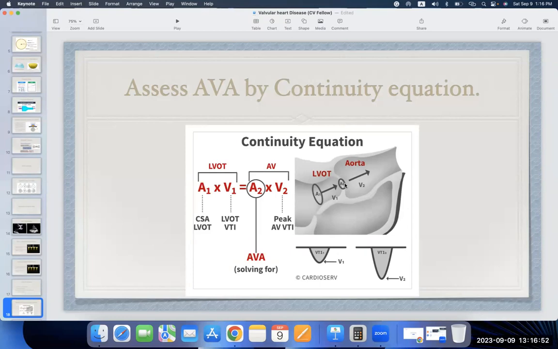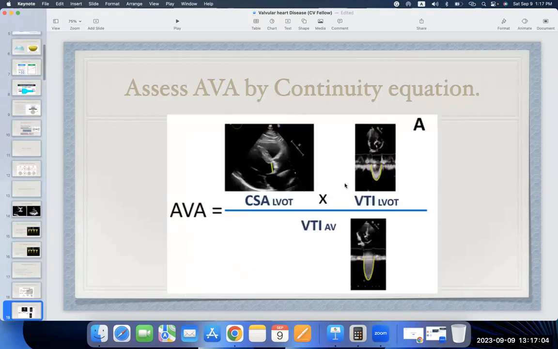We prefer to use the VTI and not the maximum velocity because it's more reliable and more accurate. So the guideline now recommends using the VTI, not the maximum velocity. Basically you will measure the LVOT from edge to edge, try to measure it within 1 centimeter from the aortic valve. And it's very important that you measure this in mid-systole, so you try to get the maximum size of the LVOT.